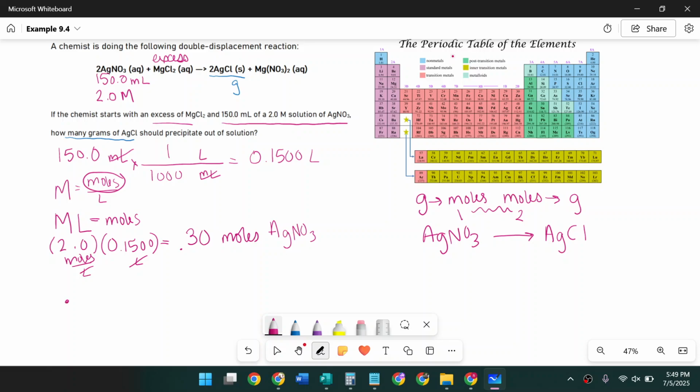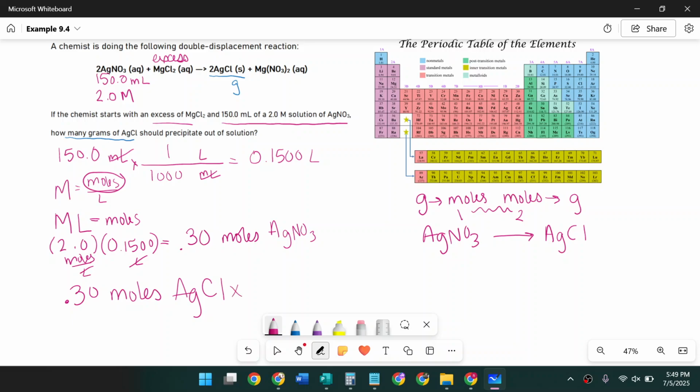So I'm also going to have 0.30 moles of AgCl that are going to come out of this, because if I put in a certain number, I get that same certain number because the 2's are the same. All right, so because I have that many moles, I can go back to where I'm going. What do I actually want to get out of this? I want to get grams. So now I just need to convert my moles to grams.